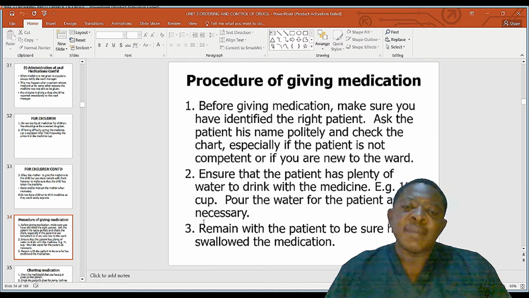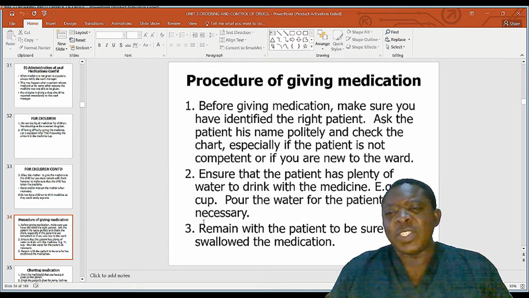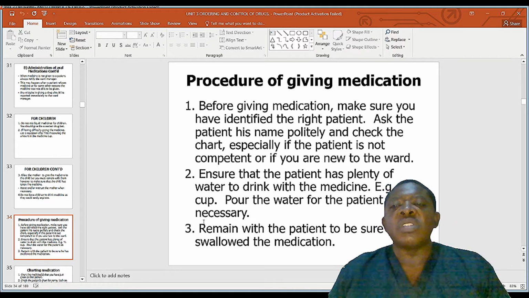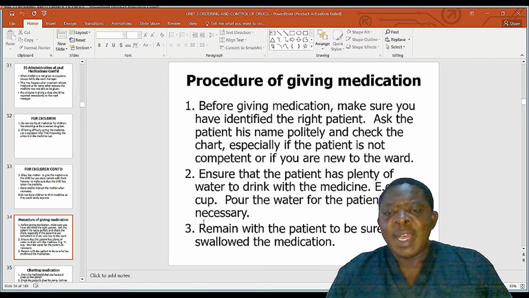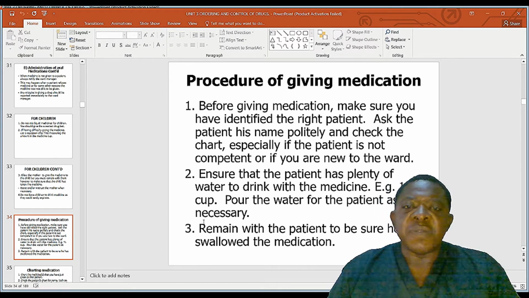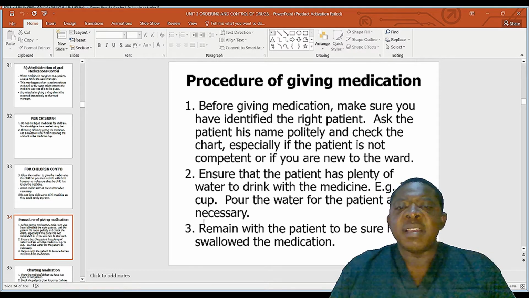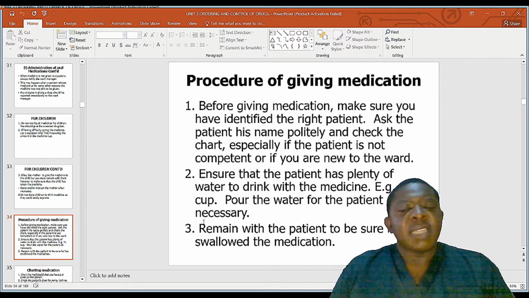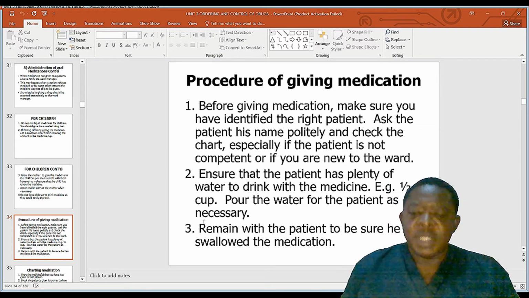Then number two, of course, there are checklists for this. When you are doing procedures, you have to do everything according to the checklist. These are very important points that you should note as you are doing the procedure. Ensure the patient has plenty of water to drink with the medicine. For instance, you can pour the water for the patient as necessary. Remain with the patient to be sure he has swallowed the medication.